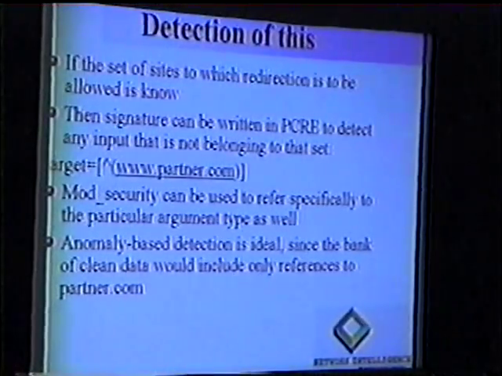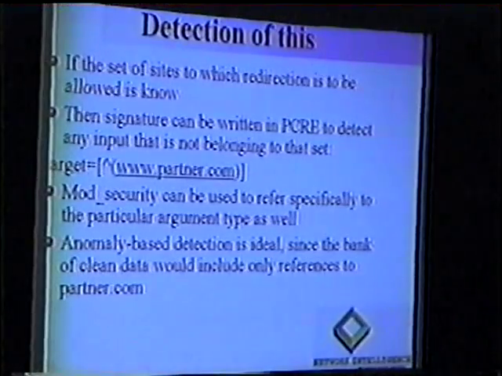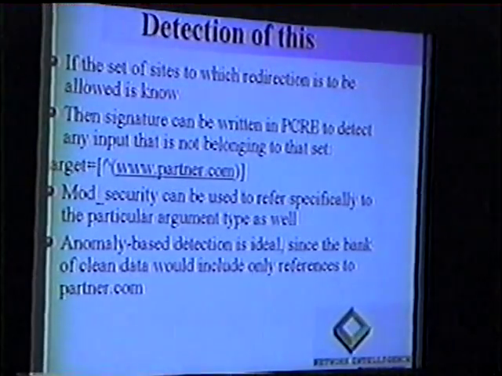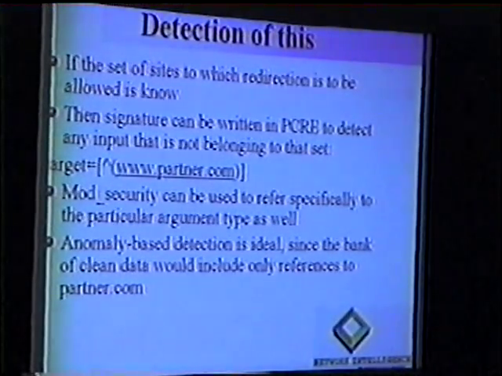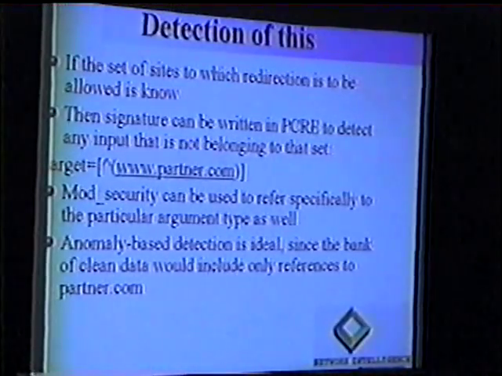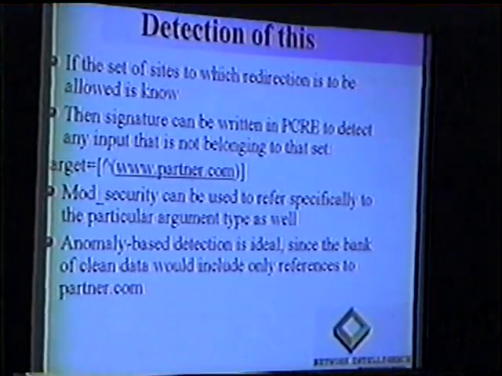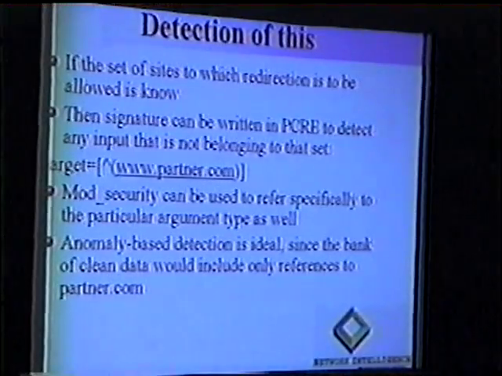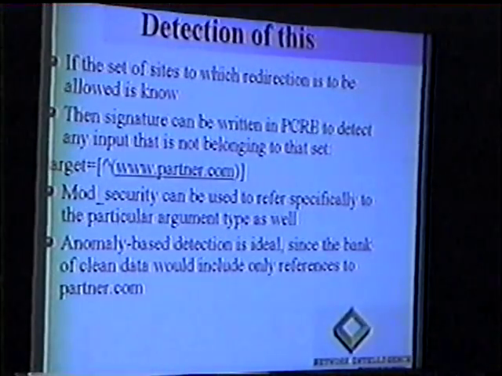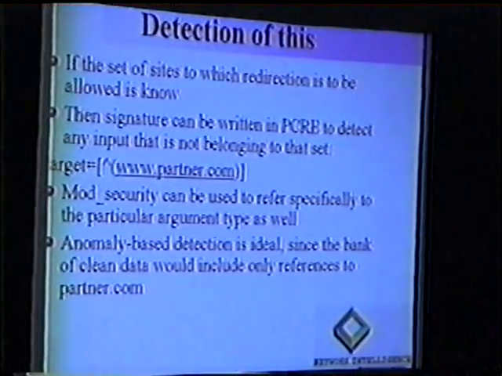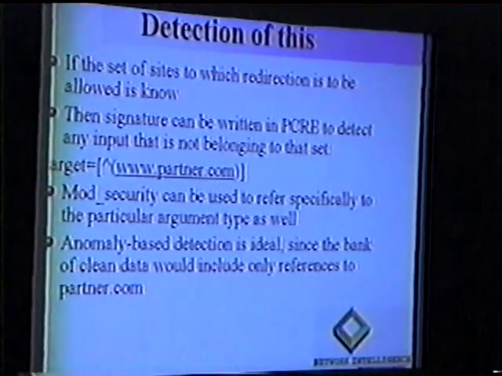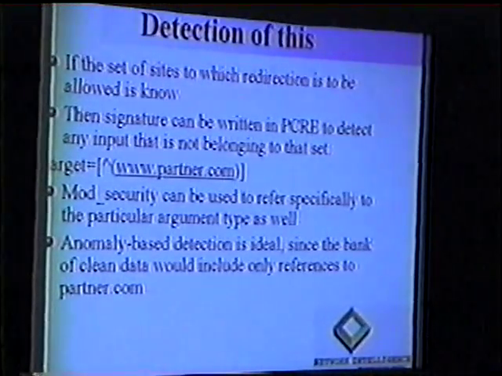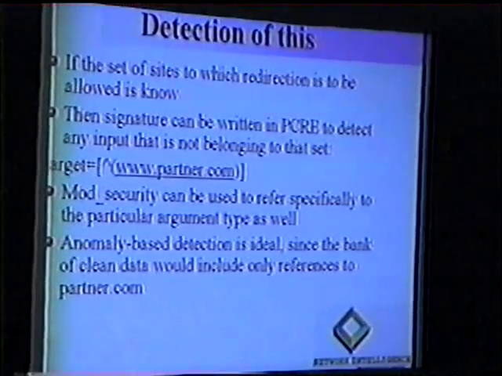What you can do with mod security is you can say that these are the list of accepted strings, and anything other than that is malicious. And again, this is something that is very easily caught with anomaly-based detection, because during the learning phase of anomaly-based detection, the product would actually learn which are the websites that users are typically redirected to. So any variance from that would get flagged off.